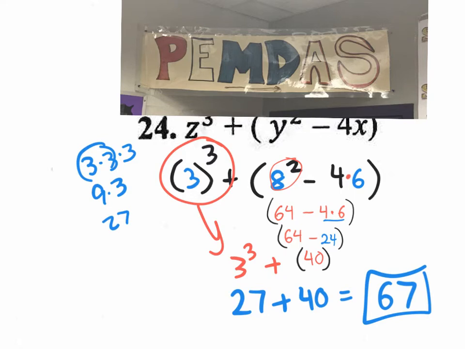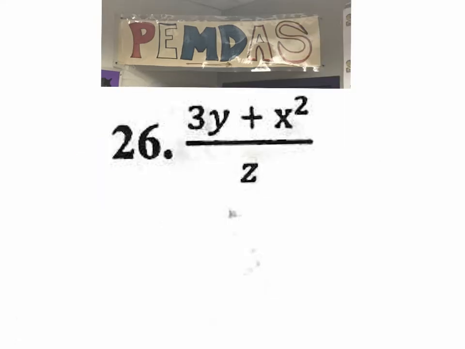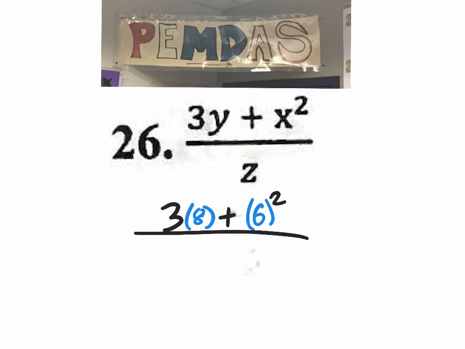Let's jump to the last one. So again, we're first going to plug in, and what is y? 8. So we have 3 times 8. You can put in parentheses or you can put a multiplication sign. We still have plus and x squared. What is x? So I'm going to put it as 6. I'm going to put in parentheses and then square it. And it's all divided by, what is z? 3. Okay, so 3 down here.